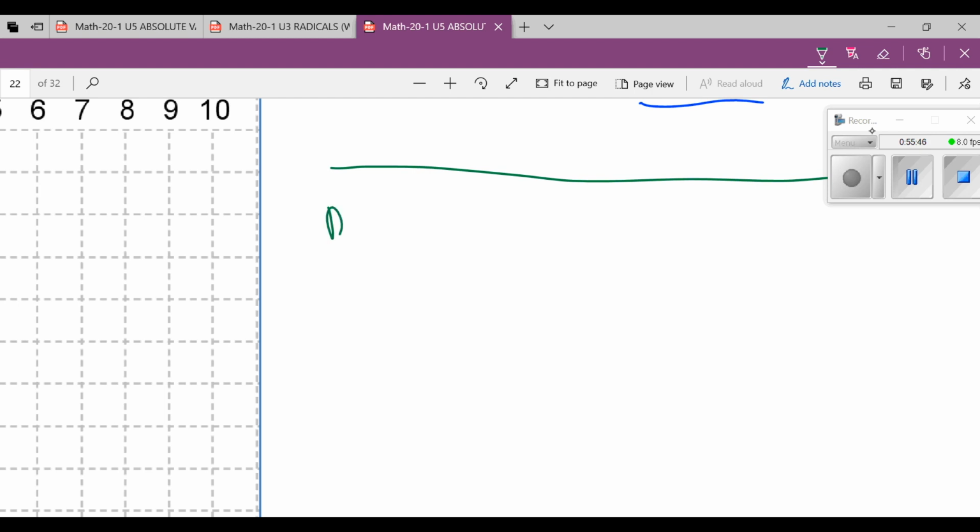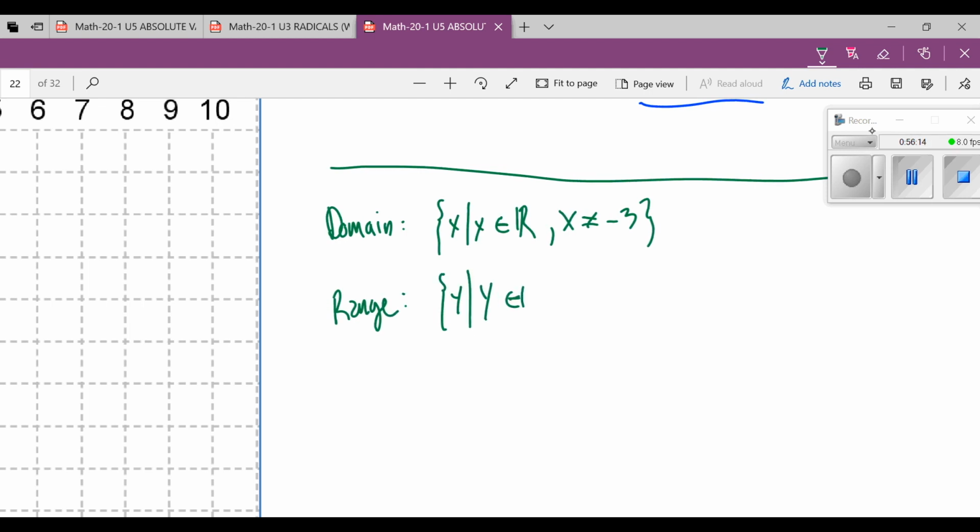For the domain, and we're talking about the reciprocal, so 1 over 3x plus 9. The domain is going to be the set of x values such that x are always reals, no imaginary numbers here, and the only value that x may not be is negative 3. The range, well, the set of y values, y a member of the reals. Why? Well, just because. And the only value that y may not be equal to is 0.